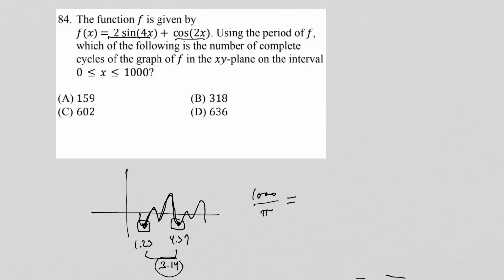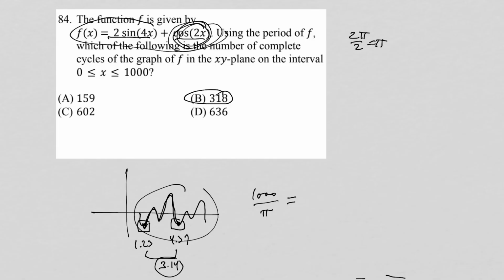Yeah, 318. Now, there might be some way of knowing what the period of this weird thing is, but that's not something that I know. Because the period of cosine 2x is 2 pi over 2, which is pi. Maybe it's like the one that's got the bigger period. I just don't know. But I do know that 1,000 divided by pi is 318, which is the answer to that question.